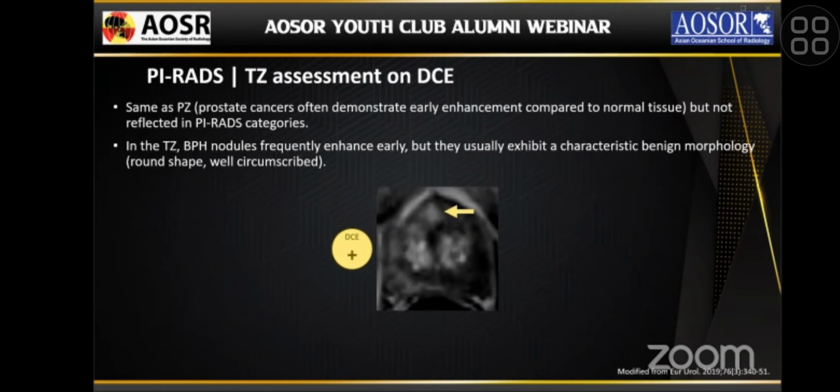The evaluation of DCE is also the same as for peripheral zone. However, in the transition zone, BPH nodules often show early enhancement. To differentiate them from cancer, evaluation of morphology and signal intensity on other sequences is required.